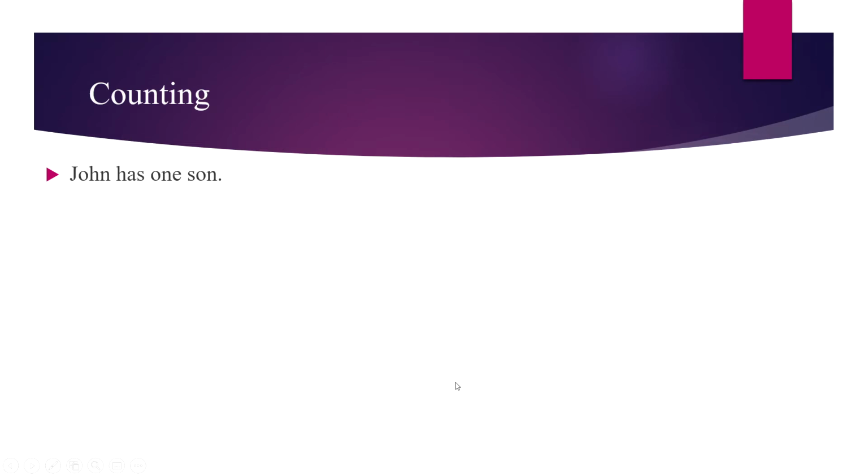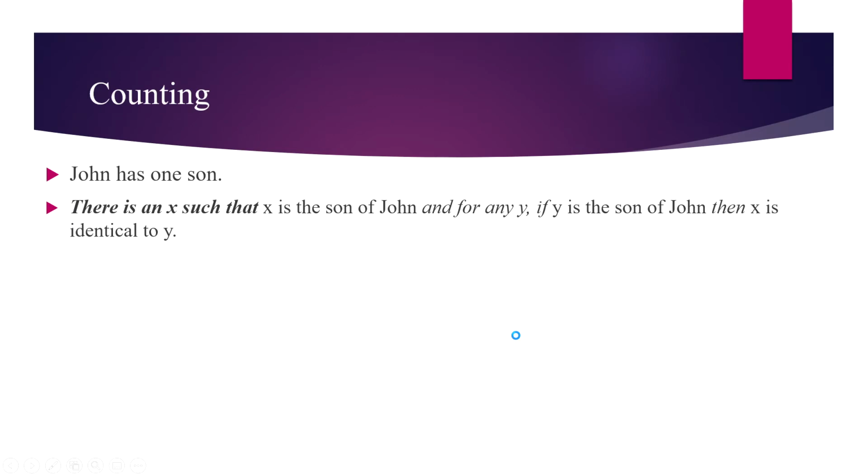John has one son. Here we're specifying that something has the property of being John's son, and it's the only thing that has that property. So we're going to do it the exact same way that we did for the definite descriptions, right? There is an X such that X is the son of John, and for any Y, if Y is the son of John, then X is identical to Y. So when we're specifying that there's only one of something, it's exactly the same as a definite description.